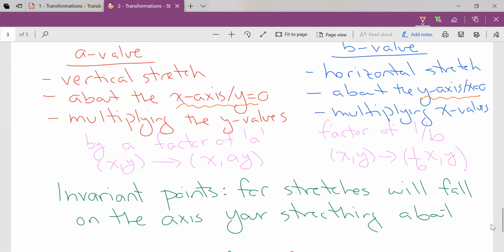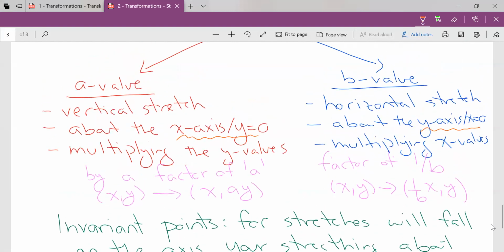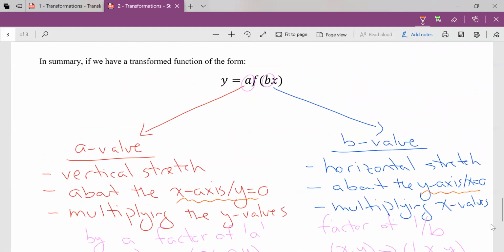Okay, friends, go and play around with stretches. We've got one more lesson to do. And all we're going to do in the last new thing we've got to learn is what happens if a and b are negative. Okay, so what happens if a and b are negative? Okay, I'll see you later.